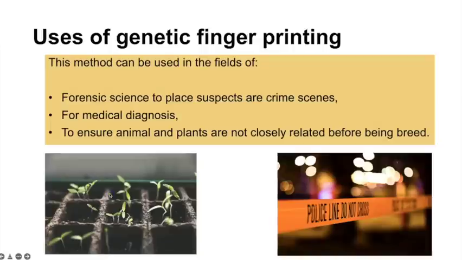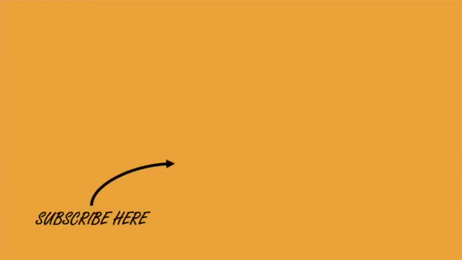Now, another set of uses are, we've talked about the forensic science, but it could be used for medical diagnosis. So to identify, do you have a particular sequence of DNA that's linked to a genetic illness? Or it could be used to identify how closely related individual animals or plants are before you breed them together, to make sure that you're not going to be doing any inbreeding and therefore potentially passing on harmful recessive alleles.